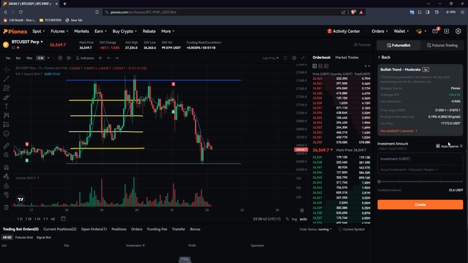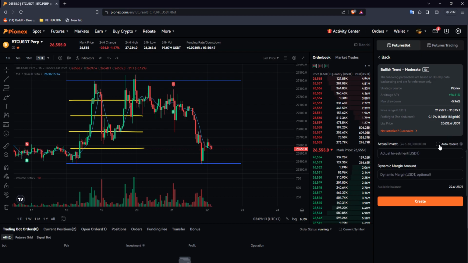You guys might notice this auto reserve button. If you enable auto reserve, the bot will automatically reserve a portion of the investment amount to use as margin, which is the dynamic margin. It will lower your liquidation price when you go long and raise it when you go short. So basically, it reduces your liquidation risk. I recommend enabling it if you guys trade with high leverage, and if you don't want to, or if you have experience using the futures grid bot already, then you can uncheck it.